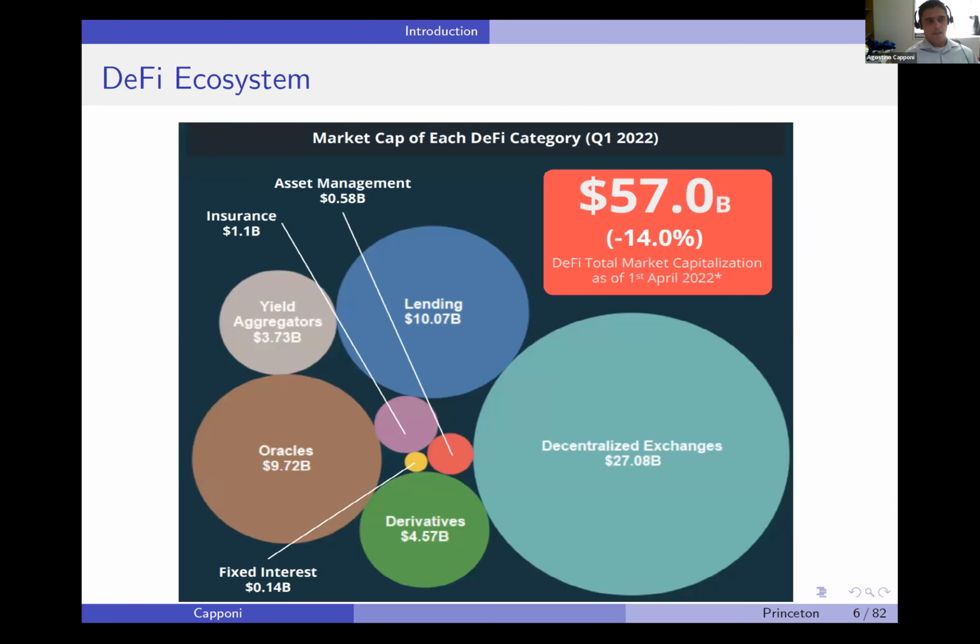The DeFi ecosystem, as I mentioned, has grown quite a lot, and right now it's around 57 billion. That's still about 10% of the entire capitalization that we see in the digital asset space, but it's growing. Some of the more popular services are exchange, lending and borrowing, and derivatives transactions. There are also oracles, which take information from off-chain and input it to on-chain services. And exchange, as you can see, accounts for roughly half of the entire market capitalization of these transactions.